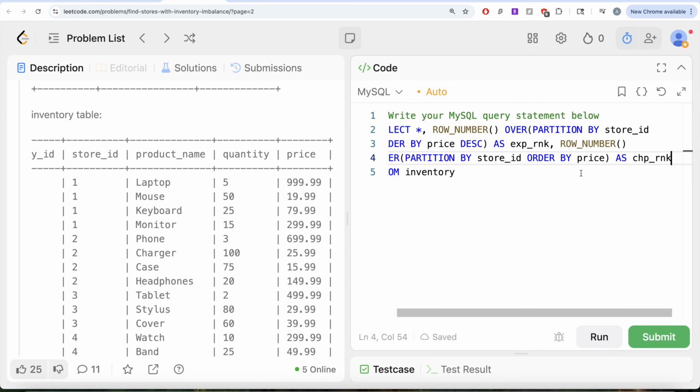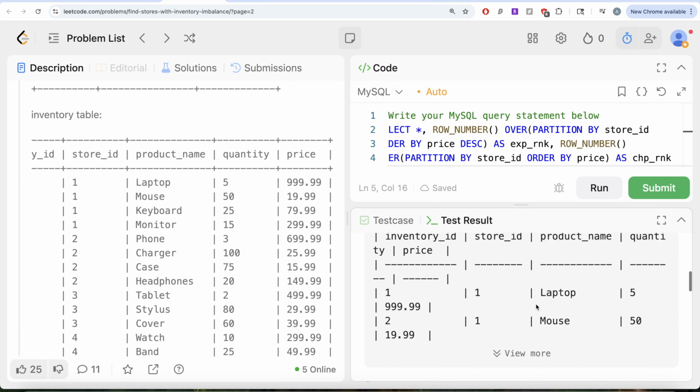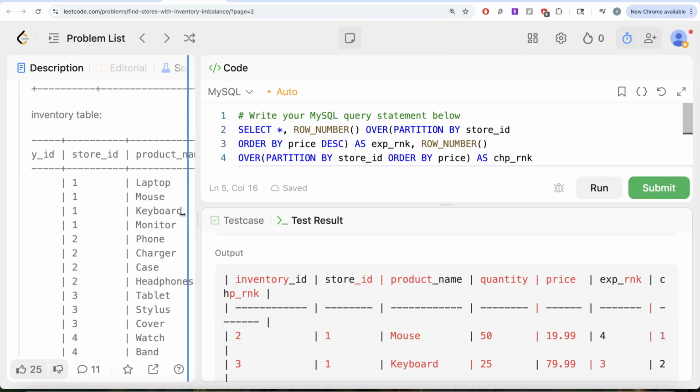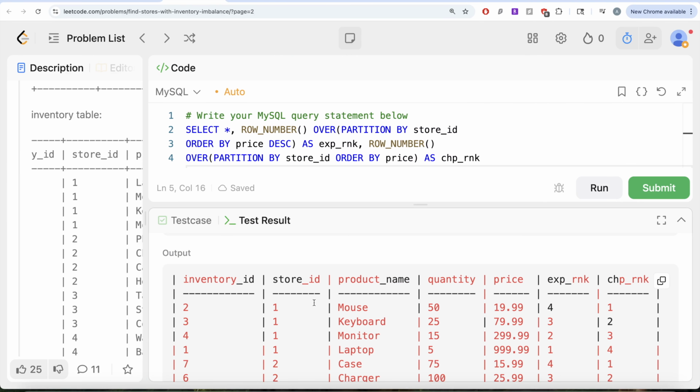Okay, let me go ahead and run this. Let's see what do we get in our output. Okay, so if you look at our output right now, what we have here is we have all the information coming from the inventory table.